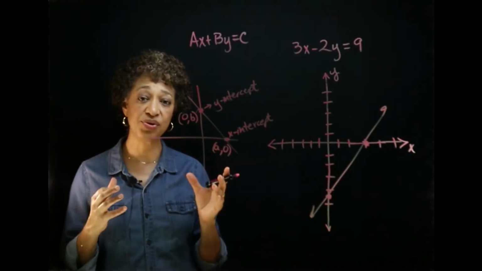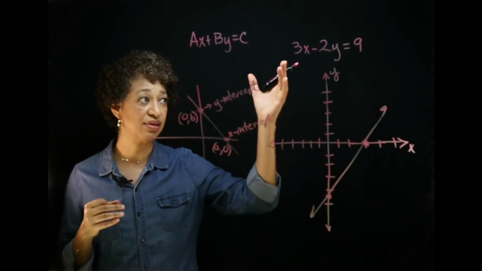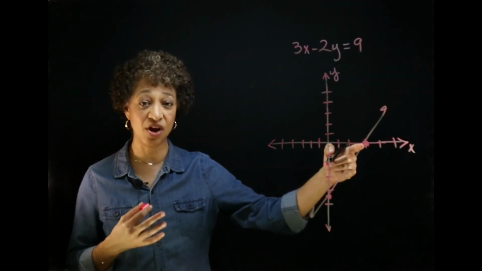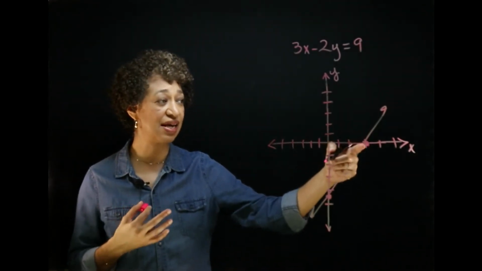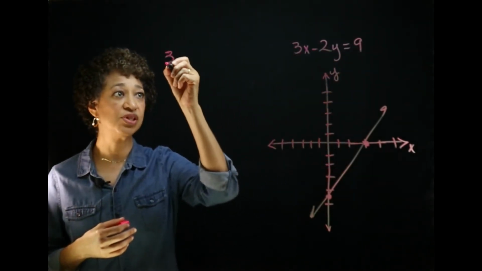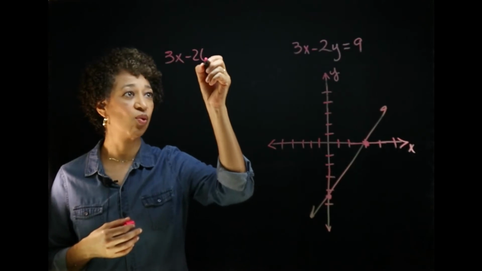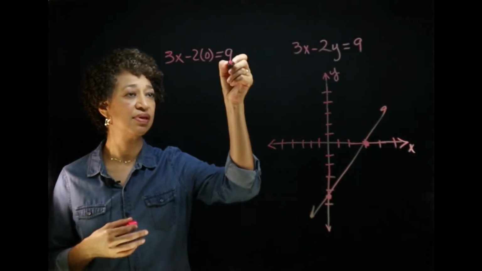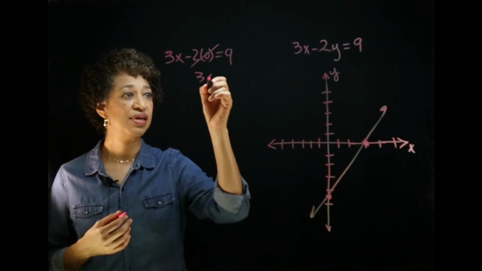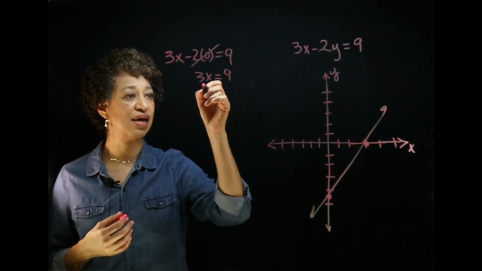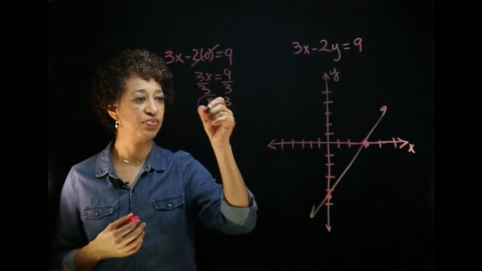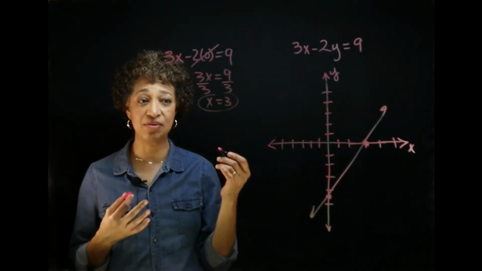Now, I want to show you what I was doing when I did this in my head. Since the x-intercept is on the x-axis, I'm going to set y equal to 0 in this equation. So this is what I was doing in my head. I was setting y equal to 0. Of course, that term will go away. 2 times 0 is 0. Then I had 3x is equal to 9. I divided both sides by 3, and x is 3. That is what I did very quickly in my head.